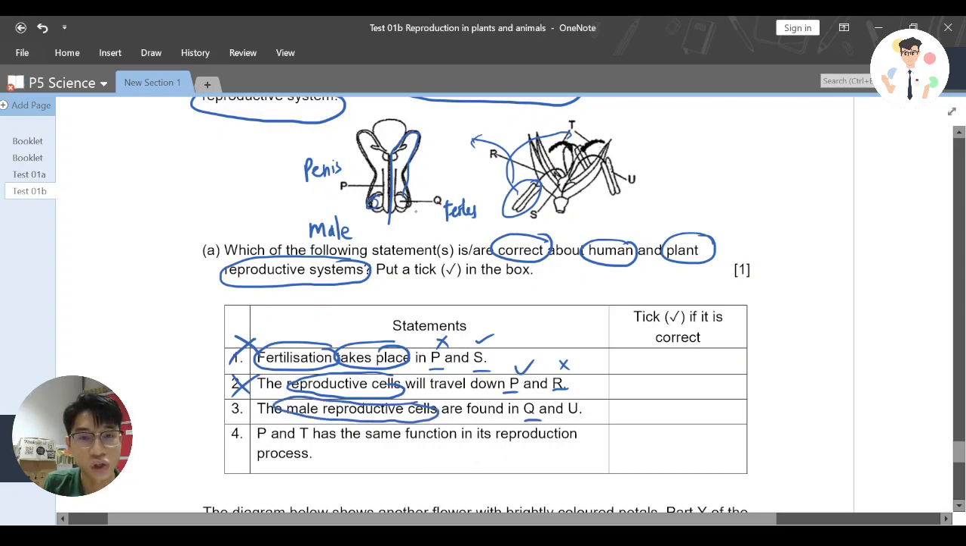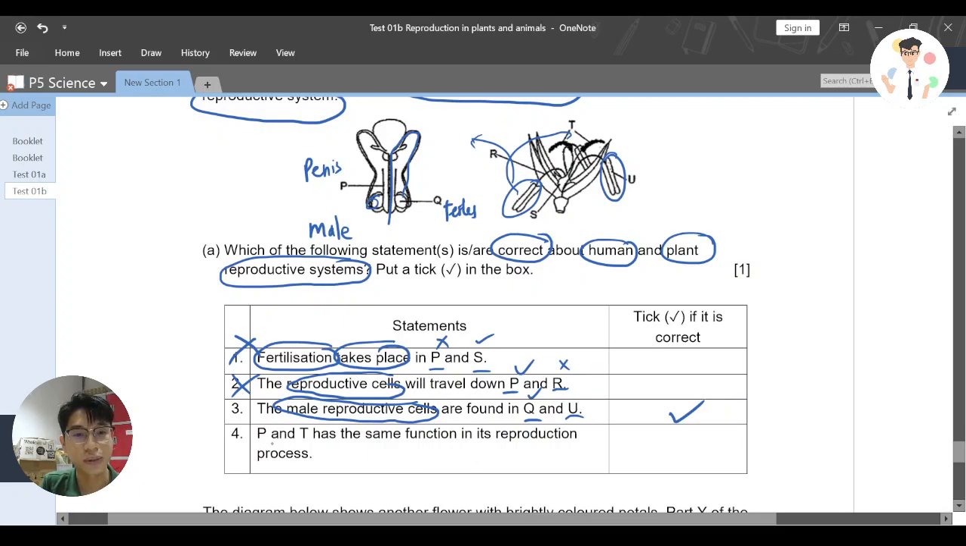Number 3, the male reproductive cells are found in Q and U. What is Q? Q is the testis, which is good. This is true. How about U? U is the anther. Again, anther and testis actually have a similar function, right? Produce and store the male reproductive cell. So this is true. Let's see the last one.